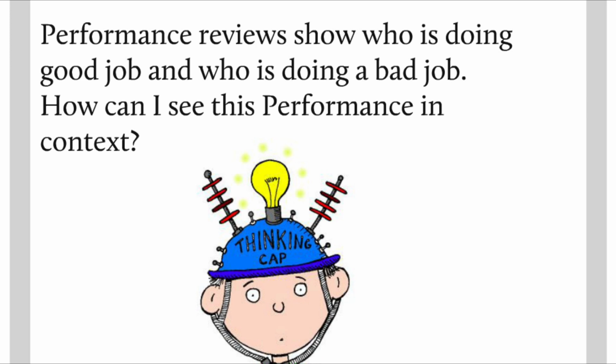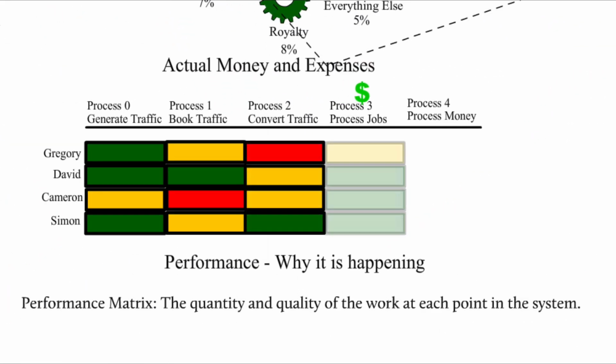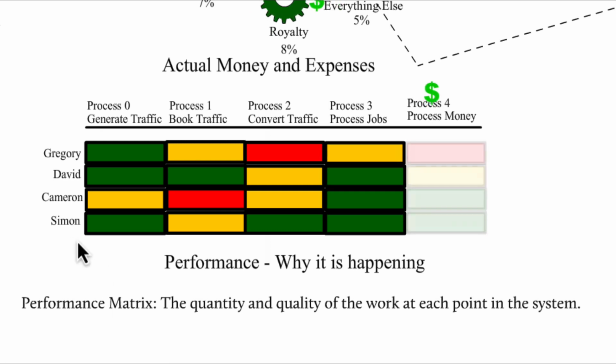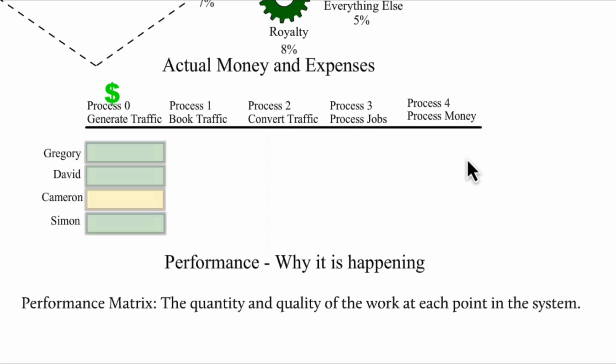Next is the performance of the people doing the work at each step in the process. And the idea is, how can I see this in context? And that is represented by this performance grid. And what this is showing is that these are the processes that were above on that process map. And these are the people that have jobs doing those processes at each step.